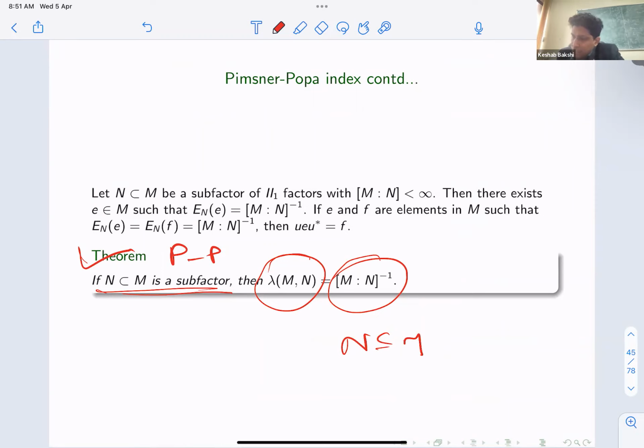So this is another way of looking at it. And the main thing is that there is a projection inside M such that if you go through the trace preserving conditional expectation, you will get back the Jones index. That was the key thing in defining that probabilistic index.